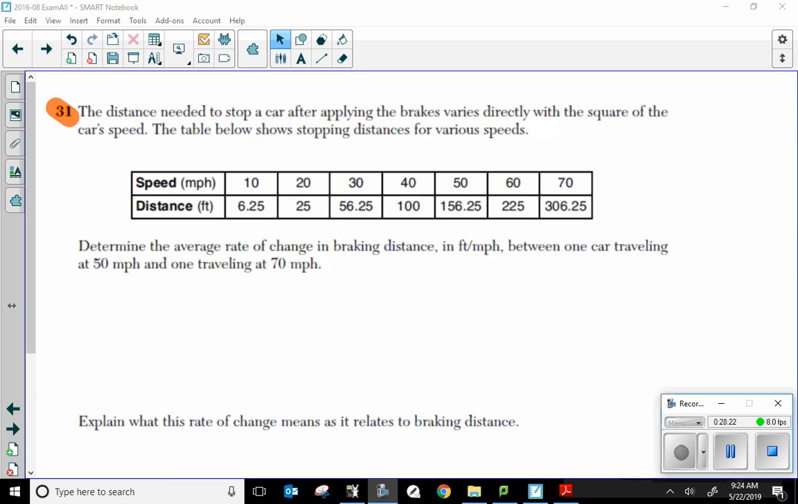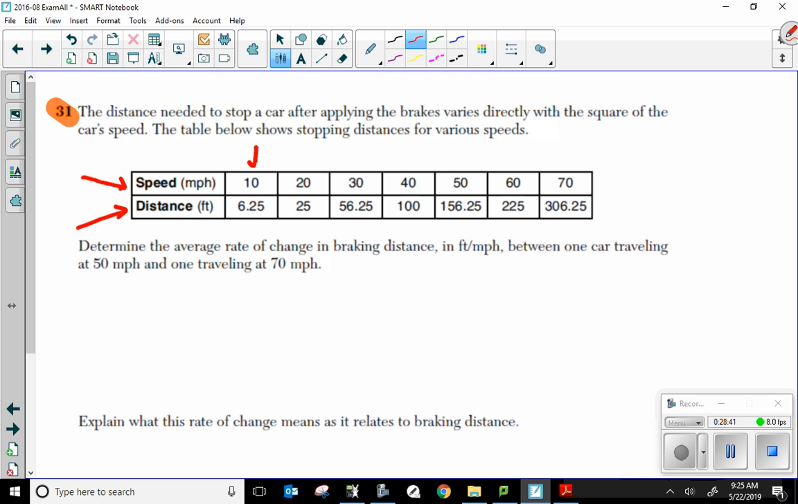31. The distance needed to stop a car after applying the brakes varies directly with the square of the car's speed. The table below shows stopping distances for various speeds. All right, here we go. If you're going this speed, you need this distance in order to stop. So if I'm going 10 miles an hour and I start to hit the brakes, I need 6 1/4 feet before I come to a complete stop. If I am traveling 40 miles an hour and I start to hit the brakes, I need 100 feet before I can come to a complete stop, okay? That's what this table is telling me.